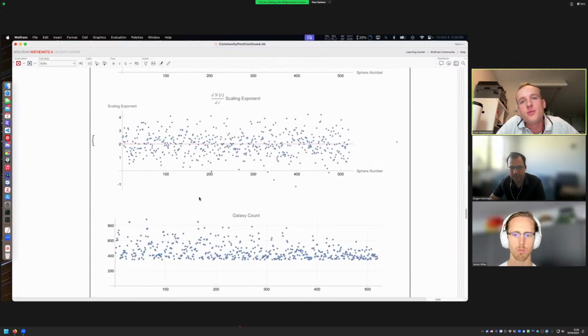And I set the minimum galaxy count to, I think, 350. So you can see it just cuts off here and doesn't consider anything else, just because it came up with very poor fits below that threshold.